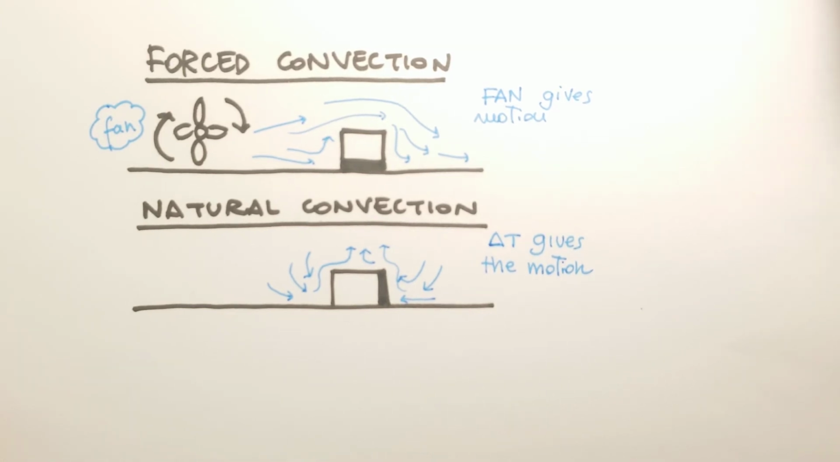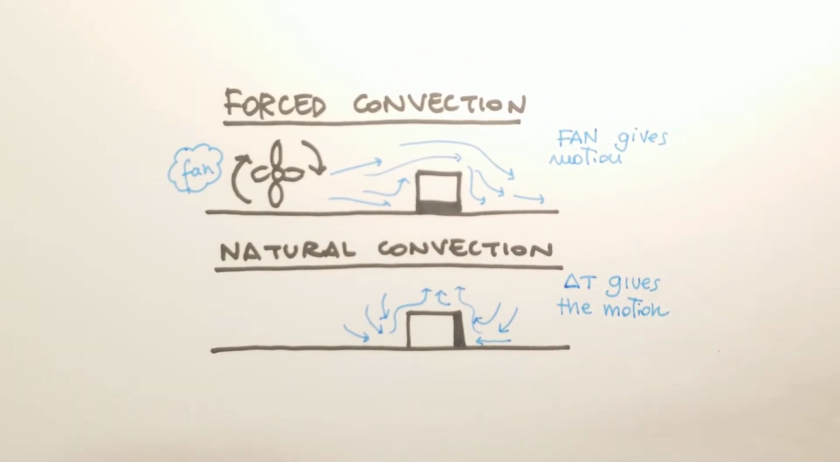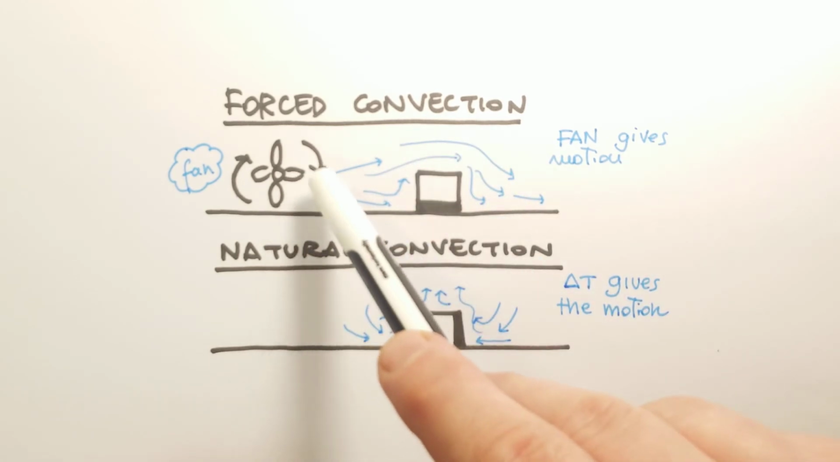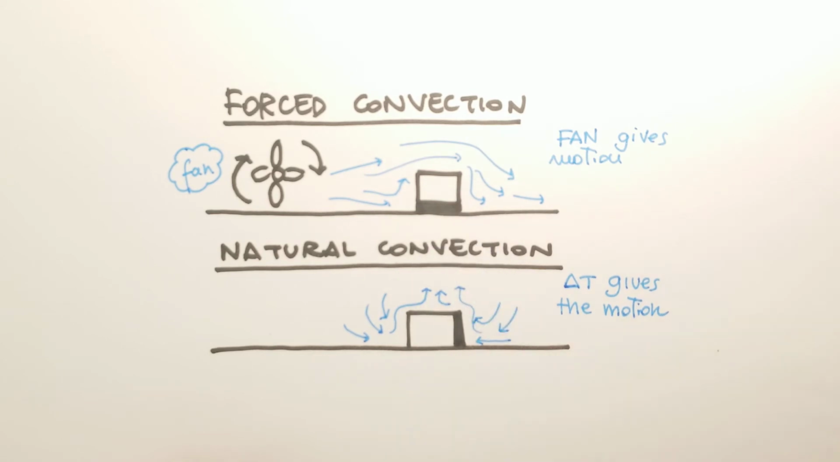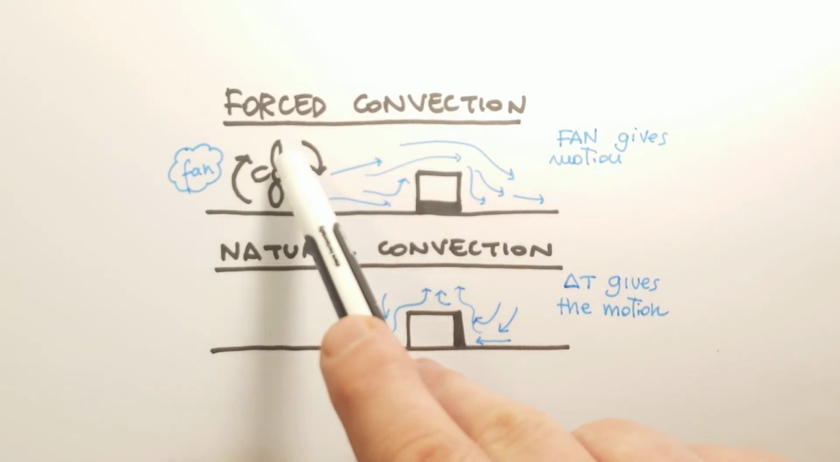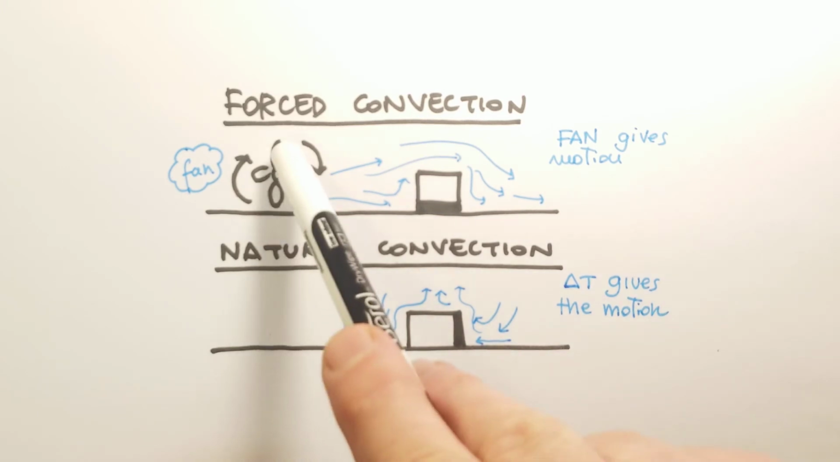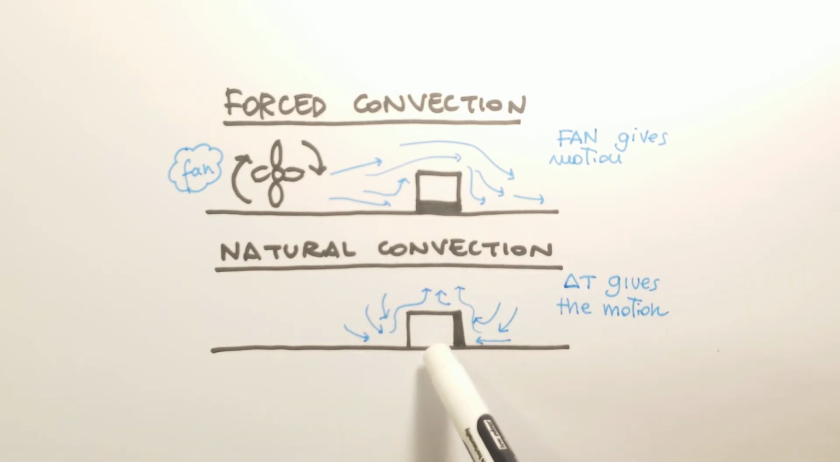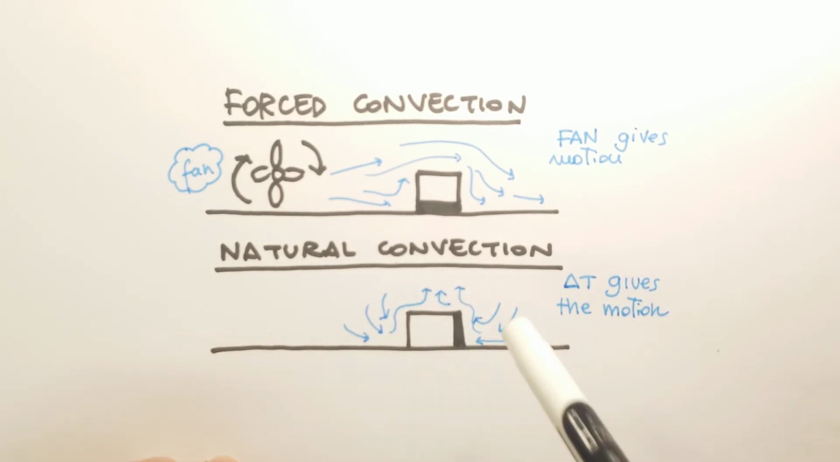So here we have a solid at a high temperature, you can imagine, and here we have a fan that generates a motion. So the fluid, gas or liquid, goes around this block and cools it. So the fan gives the motion. So in this case, we have forced convection. Instead, if we remove the fan, but the temperature of the air around the block of material here is lower than the temperature of this block, then we may have natural convection. So the motion of the fluid is due to delta T itself.